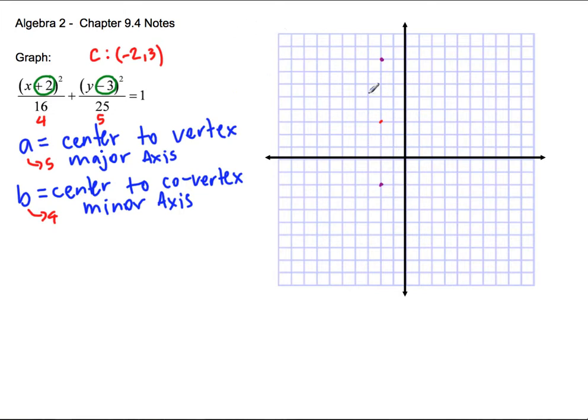My co-vertices are going to be the 4 to the left and right from the center. 1, 2, 3, 4. And then the other way. 1, 2, 3, 4. And then what I'm going to do is just connect these guys together to get my ellipse. And it needs to be curvy. Ellipses are not pointy. That was not a very pretty curve. Oof, this is one ugly ellipse, but no points on that sucker. So here's your ellipse right here, and that's how easy they are to draw if you're given the equation of an ellipse in this vertex form, in this center form.